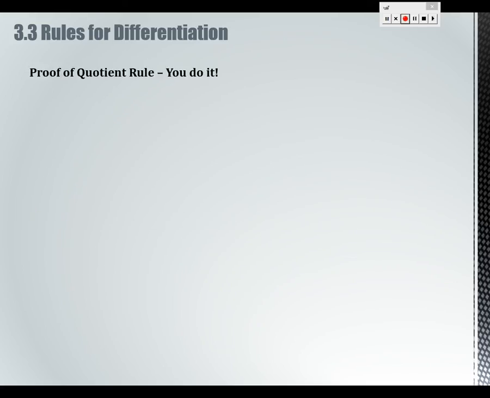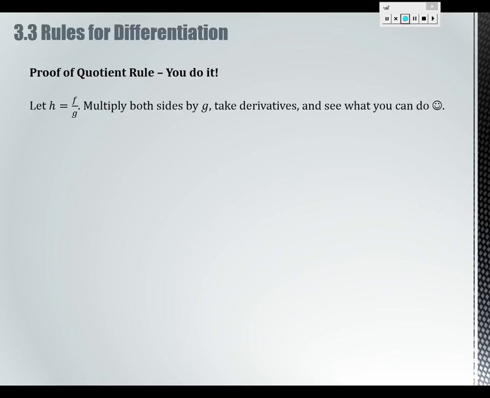Okay, for the proof of the quotient rule, I want to set you in the right direction, and then give you a few minutes to see if you can come up with the proof. Let's consider a function h, which is equal to two other functions, f divided by g. Here's the one hint I'm going to give you. Multiply both sides of this equation, h equals f over g, by g, and then take derivatives on both sides of that equation and see what happens.